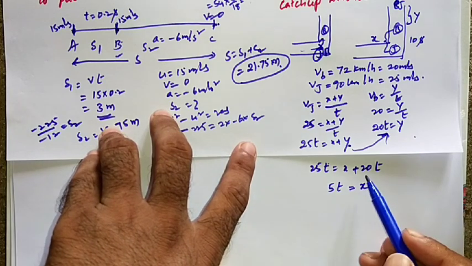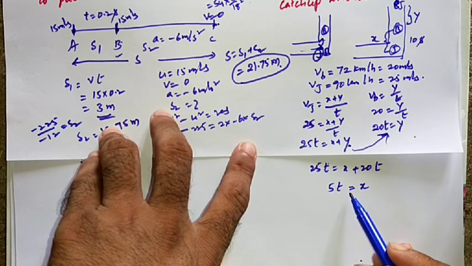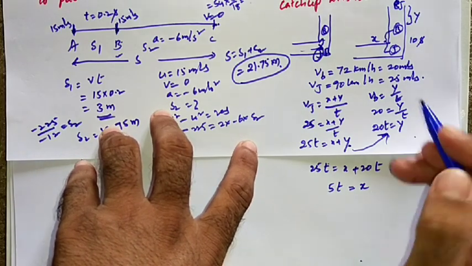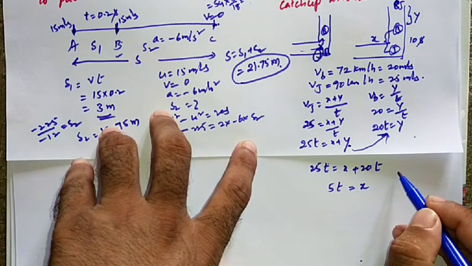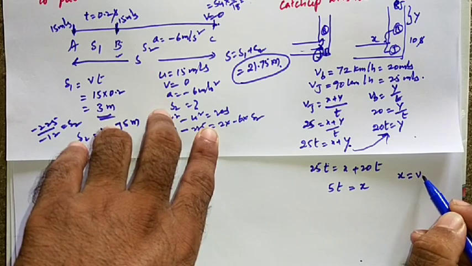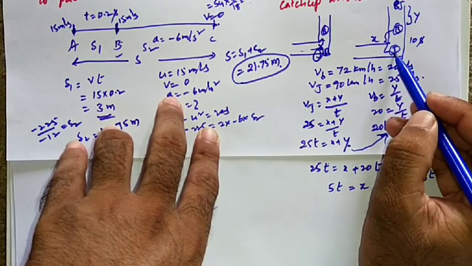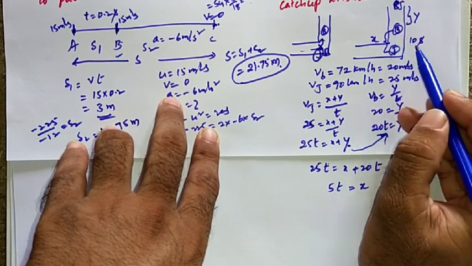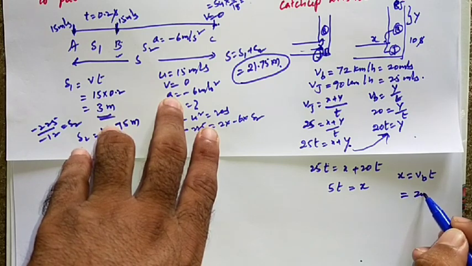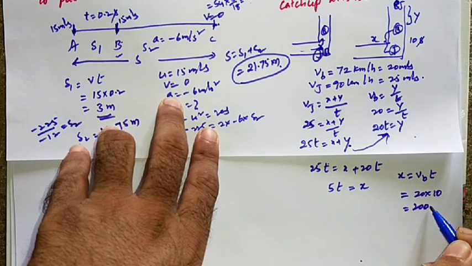So 25t minus 20t is equal to x, that is 5t. Now this x can be calculated separately as x is equal to velocity of bike into t. Yes or no? The bike travels from this point to this point in 10 seconds. Then it is velocity of bike, 20, into 10 seconds. How much is this? 200 meters.